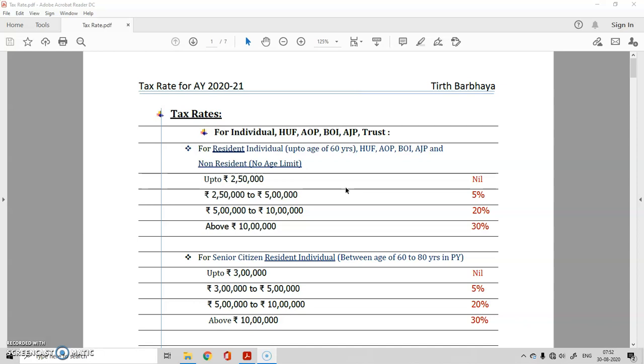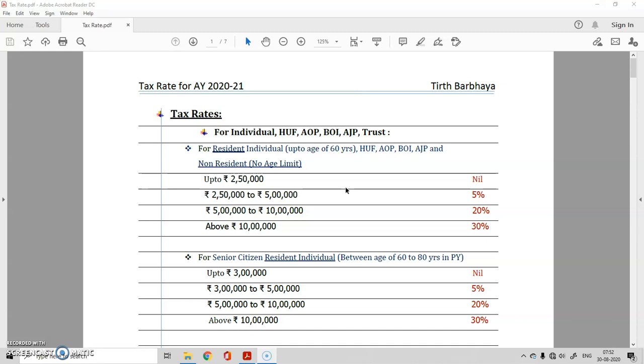So today I am going to discuss the remaining topic, that is part B of the tax rate, which is a topic of CA Final Direct Tax. Before moving forward, please help yourself. The notes of this topic are already provided in the description column.